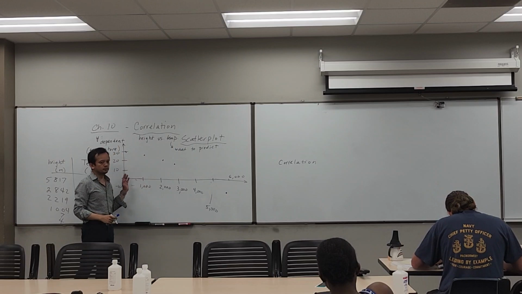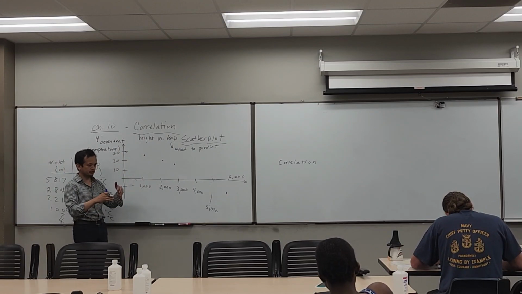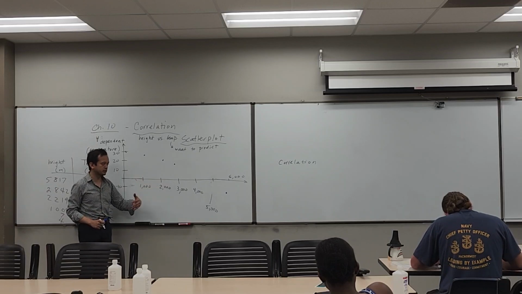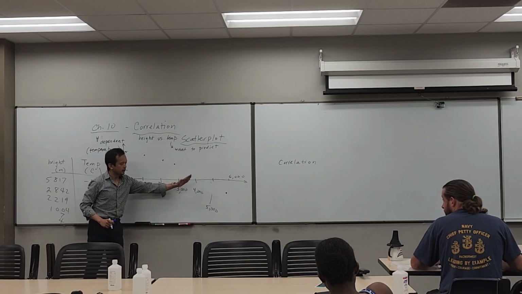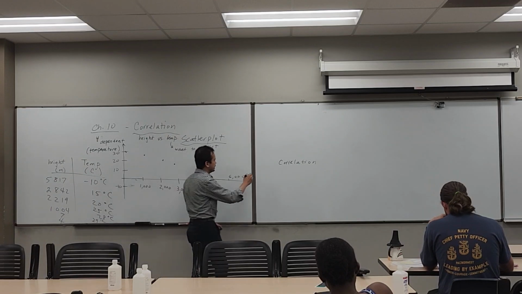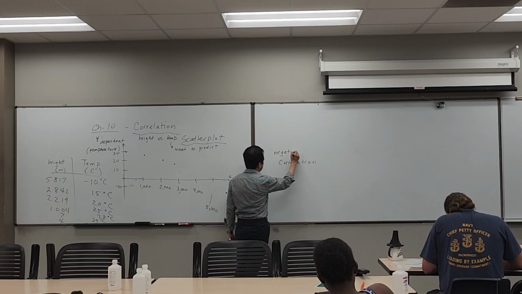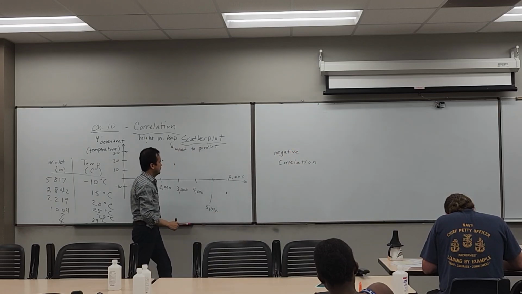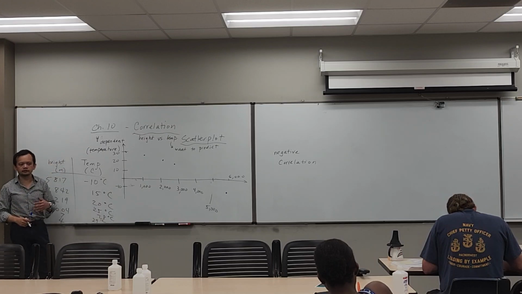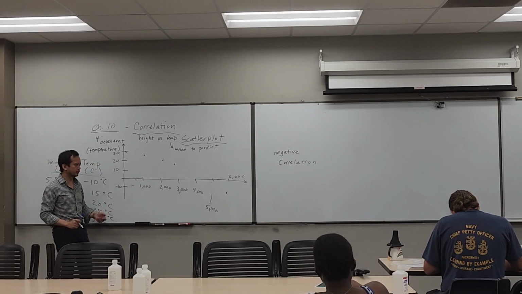But if both variables move together, we call that positive correlation. If one moves up while the other moves down, then that's negative correlation. So in this case, we have negative correlation because as x increases, y is decreasing. So in this case, it was obvious to us that there should be some kind of correlation, specifically negative correlation.